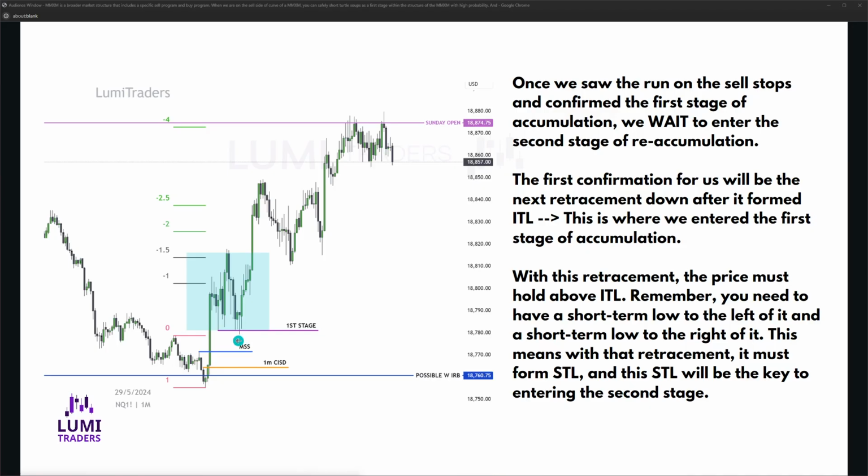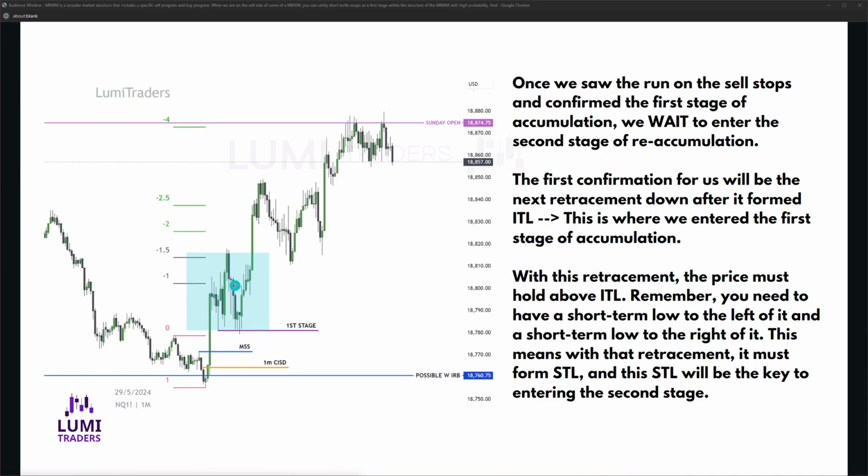We got an intermediate term low, then a move up, and another small retracement. Once again, it cannot be a huge move down. It can be just a small retracement. So now we got short-term low, intermediate term low, short-term low. This intermediate term low right here is now the protected low. We got the first stage of accumulation.